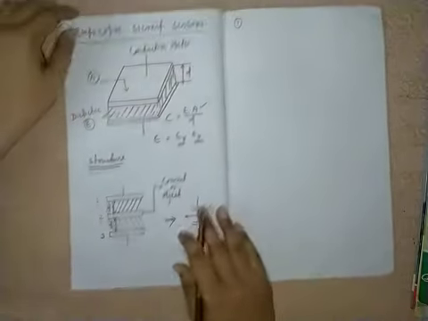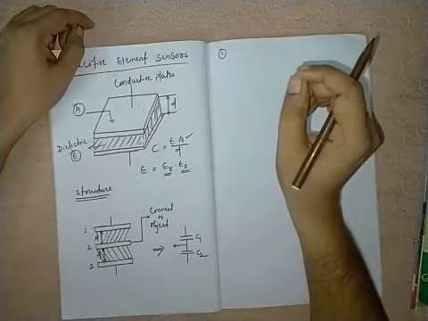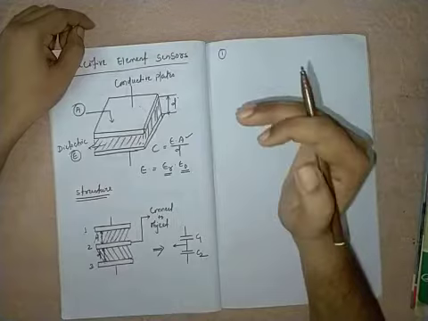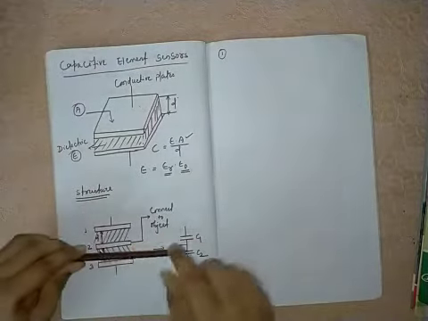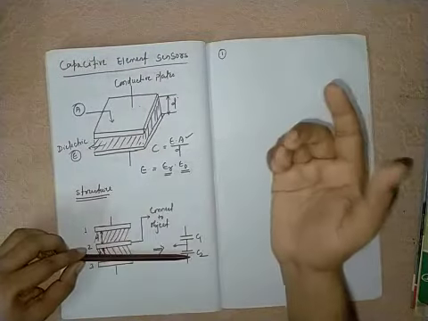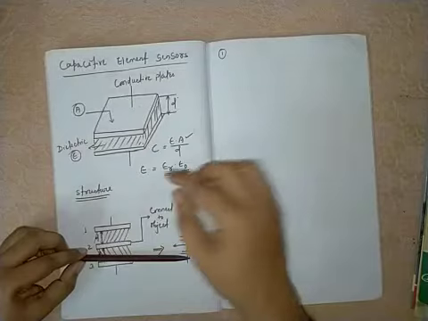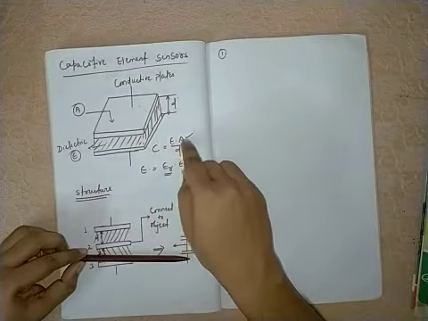So there are 2 ways. When one of the plates, plate number 2, is moved by a displacement so that the plate separation changes. If this plate moves in the upward direction, then the gap changes. Gap changes means the value of C will change. Why? Because C is equal to epsilon into A by d.